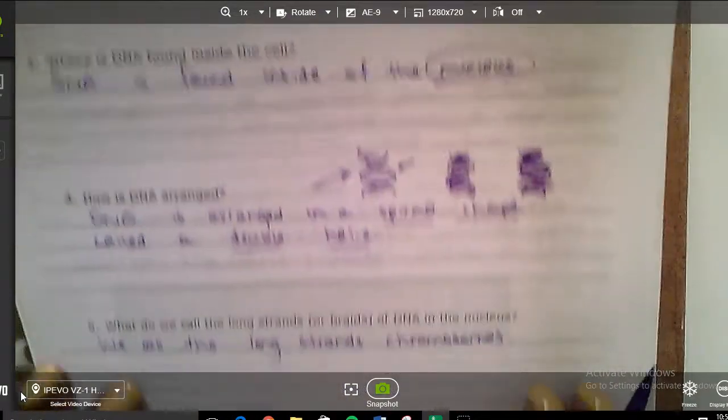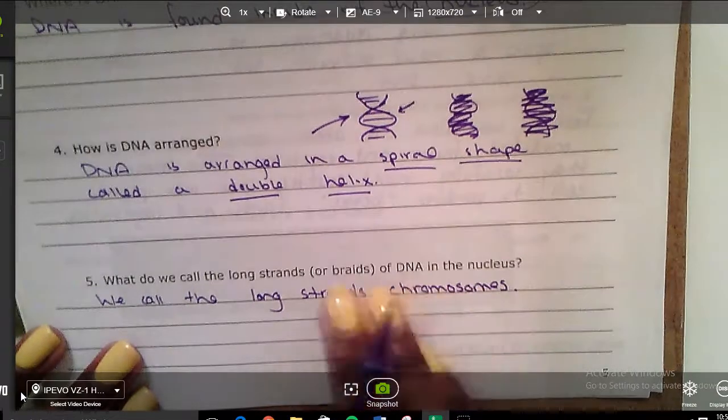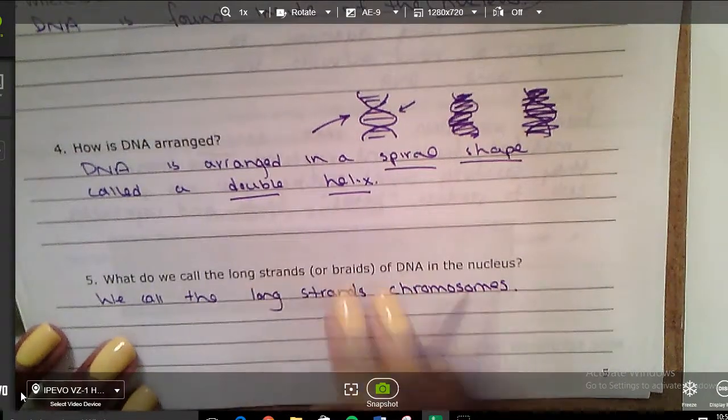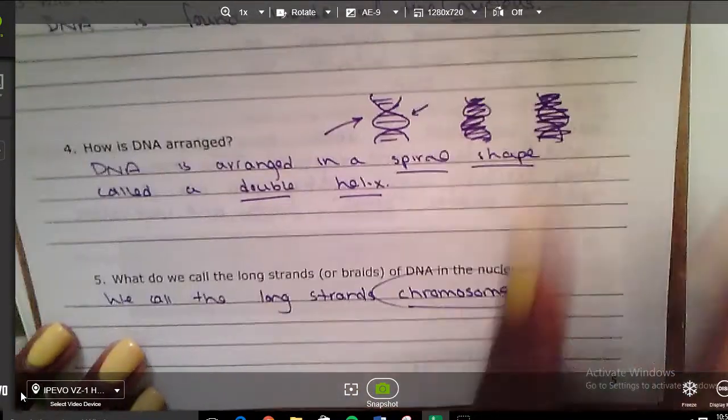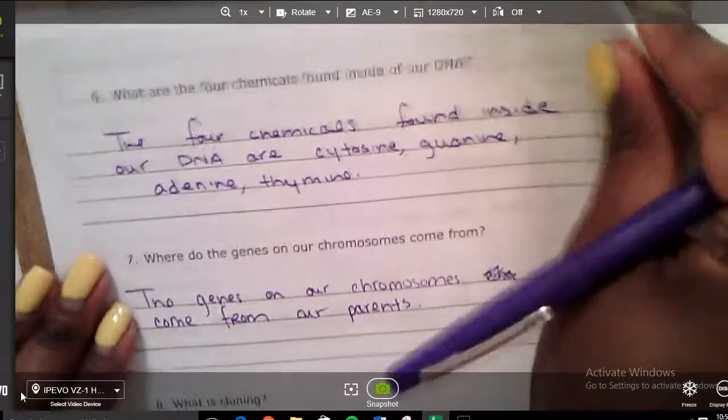Called a double helix. What do we call the long strands or braids of DNA? We call the long strands chromosomes. All right. Again, if you need to pause the video, you can do that. We're going to turn the page when you're done.